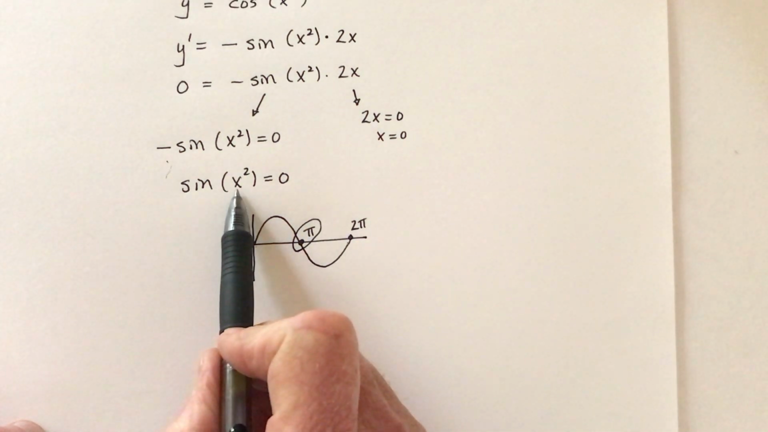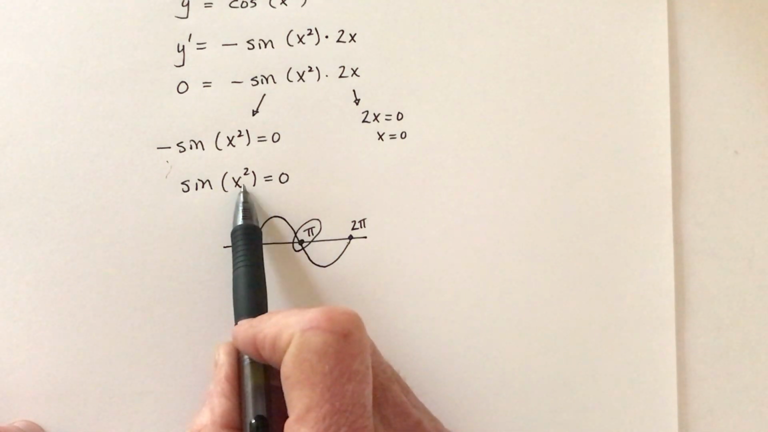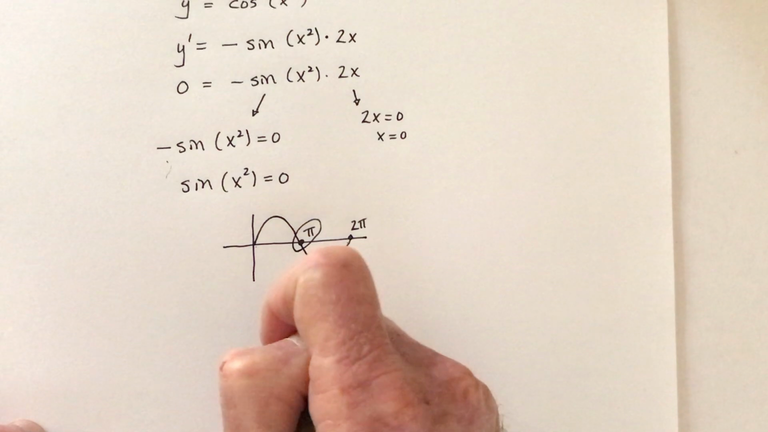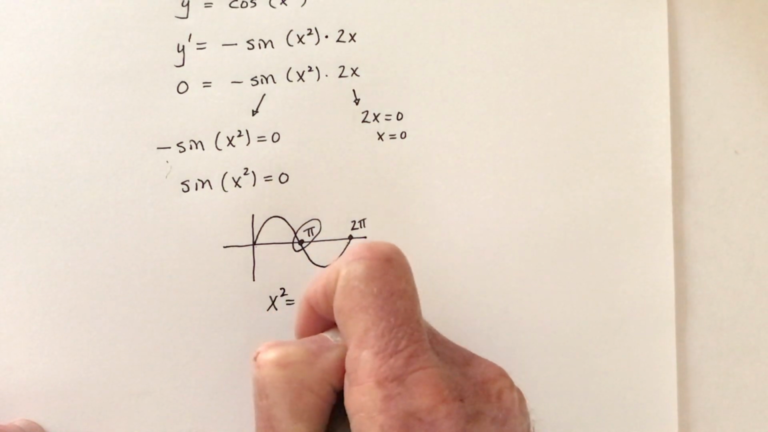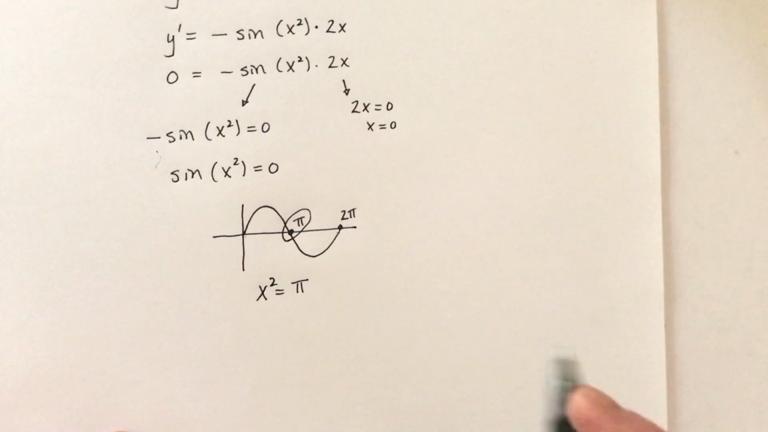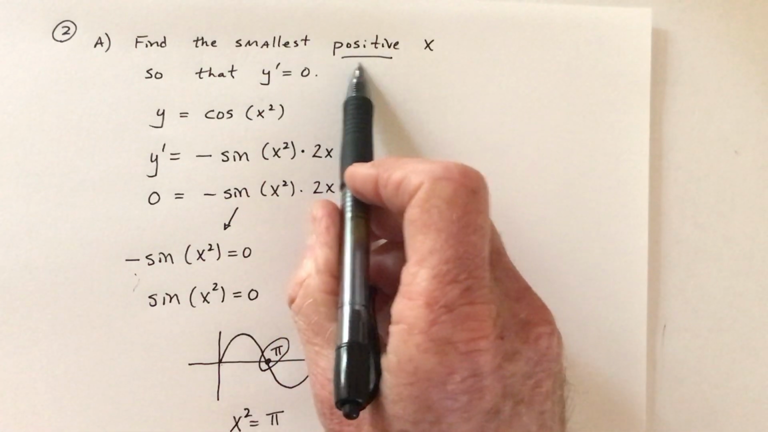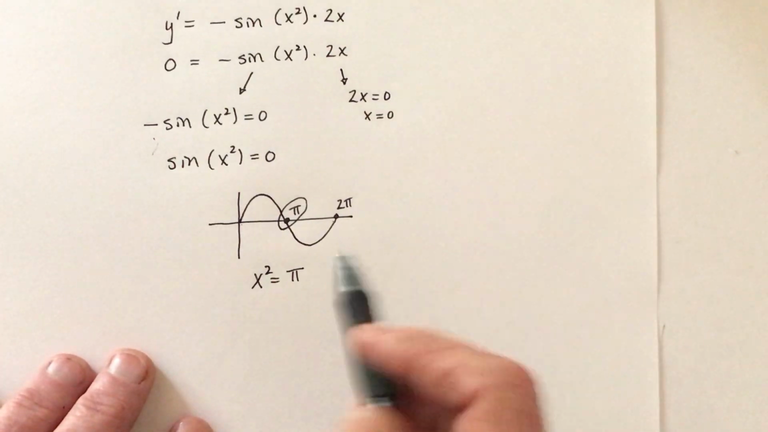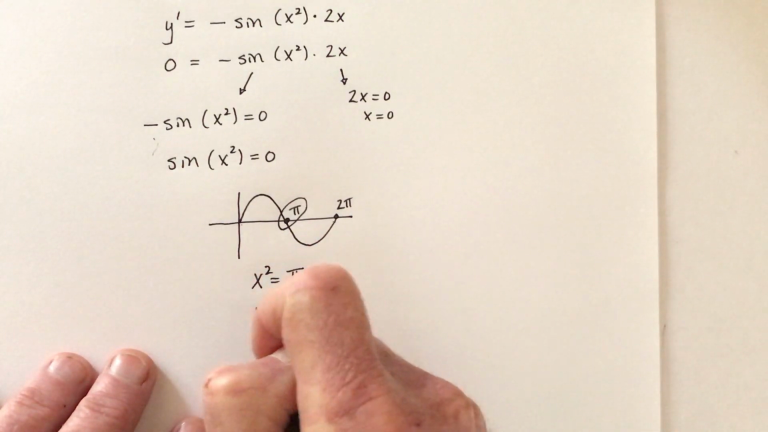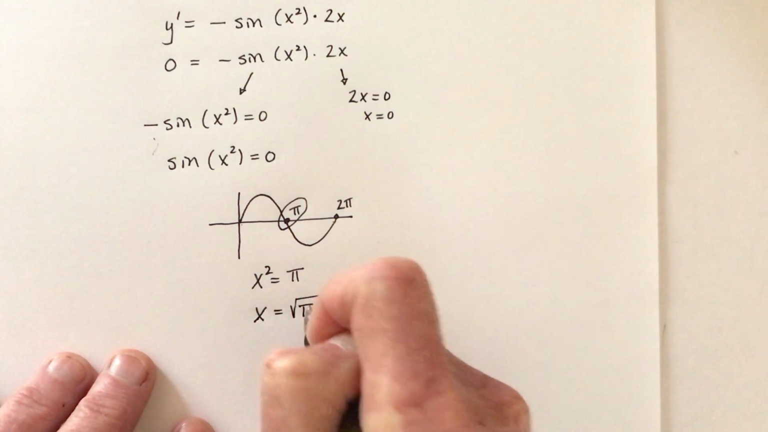Now, if this just said x equals, I would just say x equals pi and be done. But because this says x squared, I have to say x squared equals pi, and then take the square root. So usually you put plus or minus, but again, I was asking for the positive answer. So just do the positive square root. So it's going to be the square root of pi.